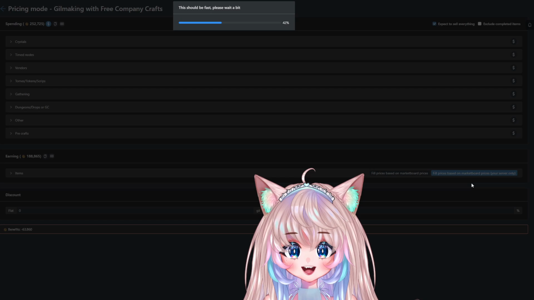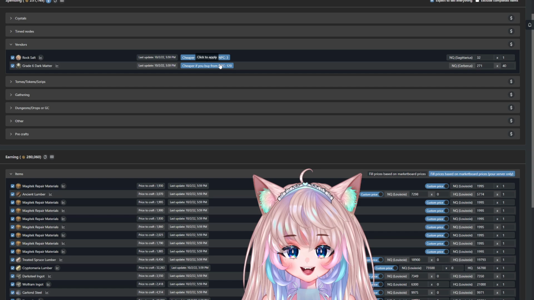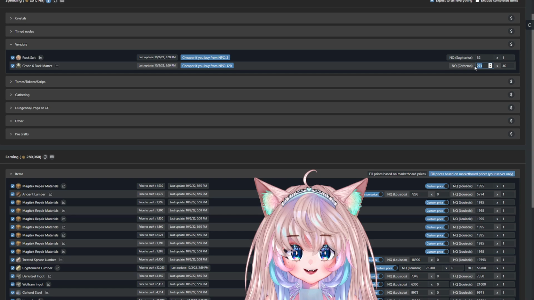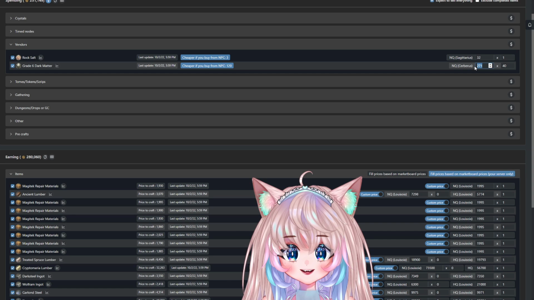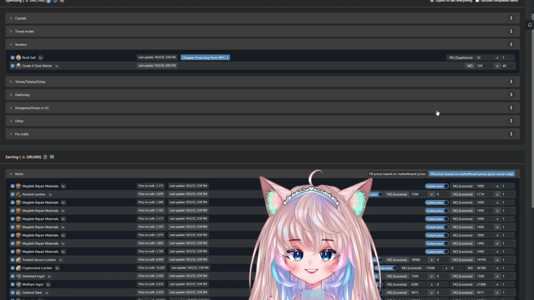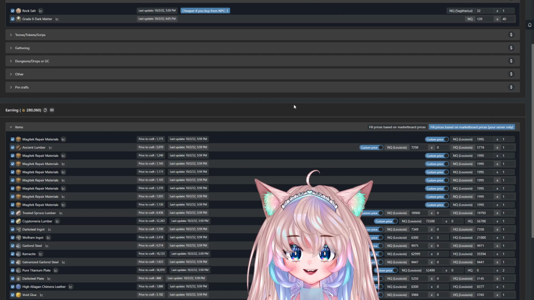Something to keep in mind, for some reason it doesn't take the NPC price into account, it actually takes the more expensive price on the market board. So if you see something like this, for example, the Grade 6 Dark Matter, buyable for 120 gil at the NPC, but 271 on Cerberus, I'm going to stick with the 120, then you can go ahead and see the true price of craft at the bottom. So do keep that in mind.